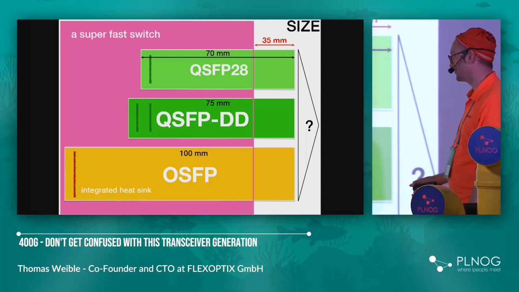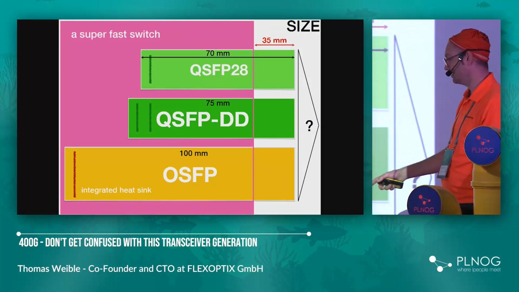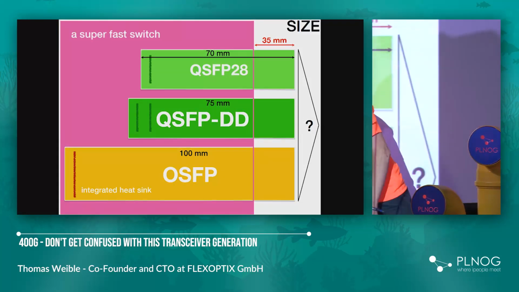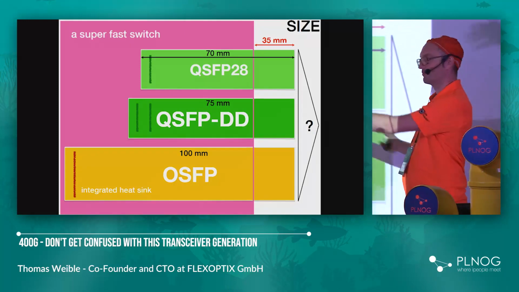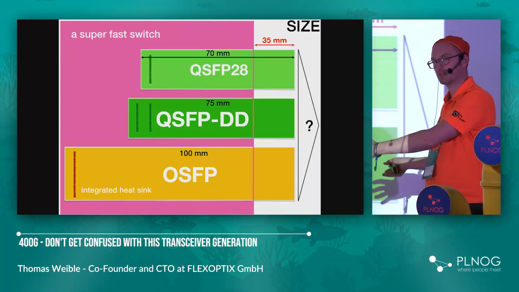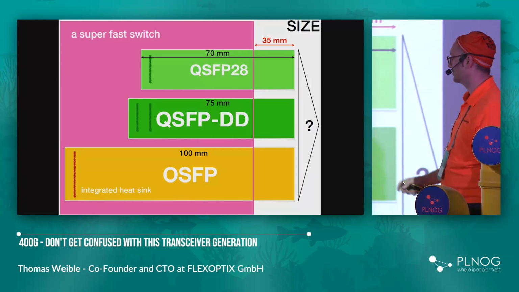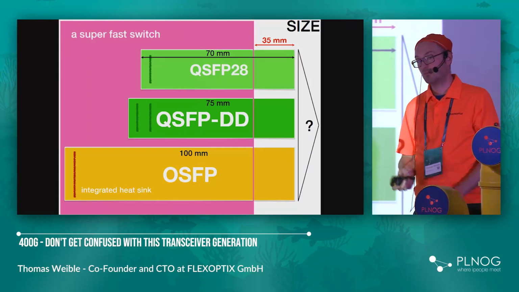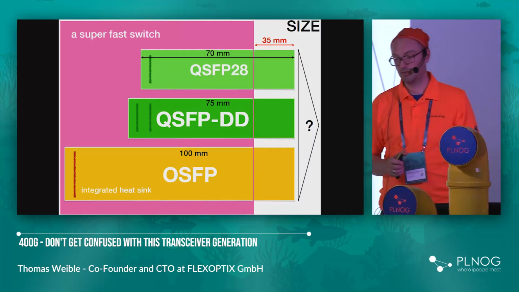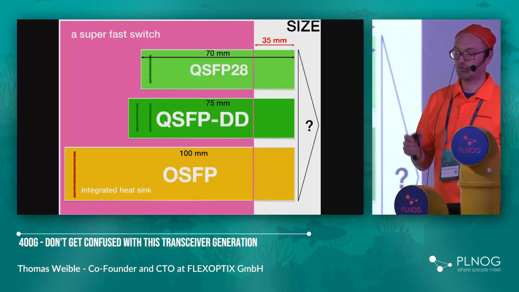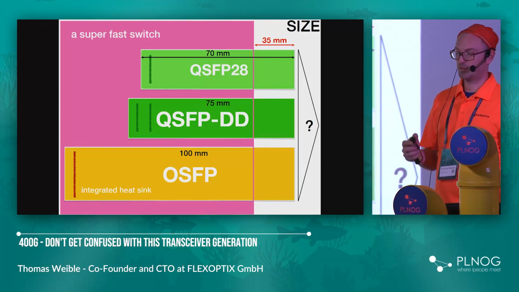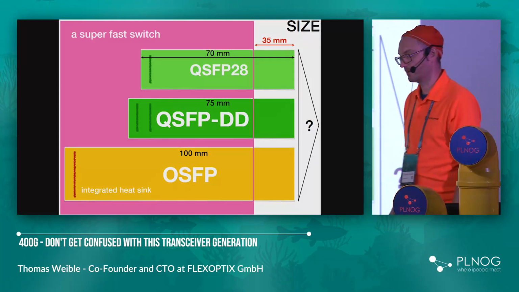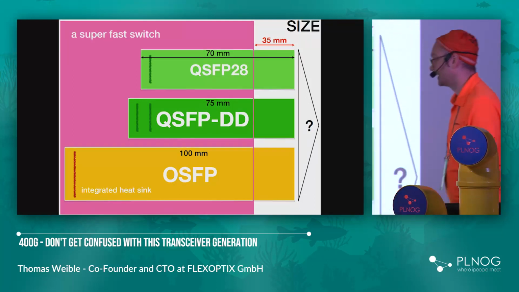And an alternative one is going to be the OSFP down there. The dimensions are not realistic here, but the proportions are pretty much equal to each other. So the OSFP will be a little bit bigger than the QSFP-DD, but it has really one great advantage. It's going to have an integrated heatsink. And why is this important? We will see at the end when we come to the power consumption.